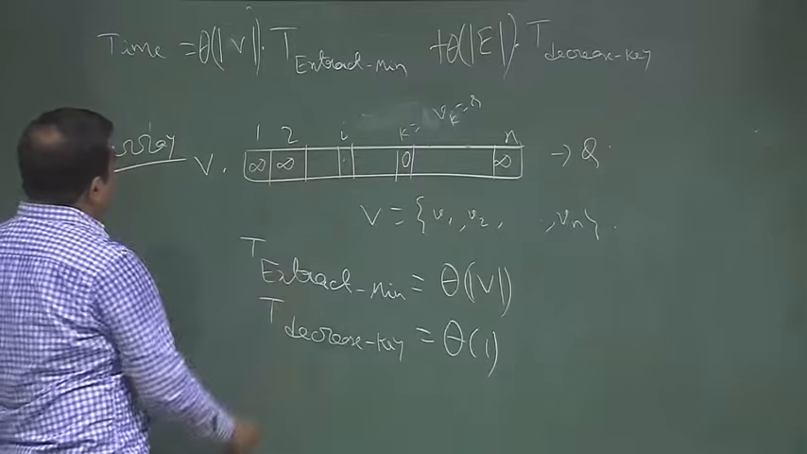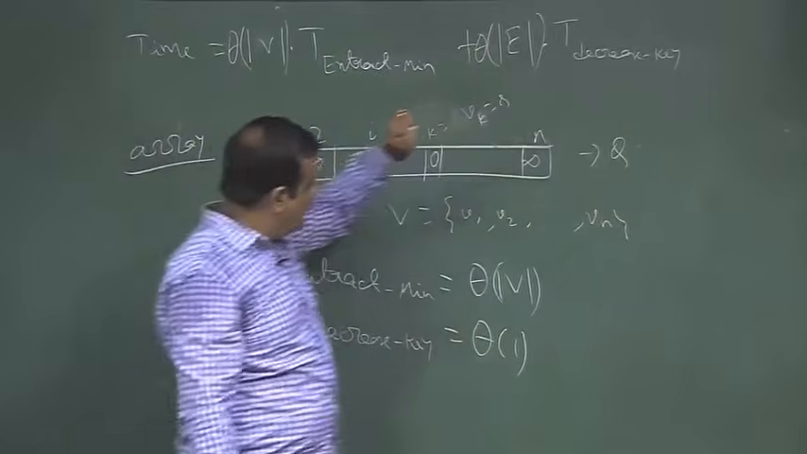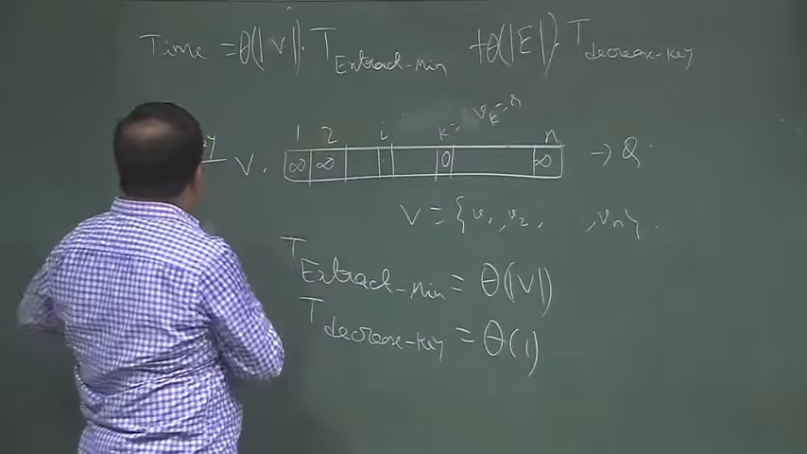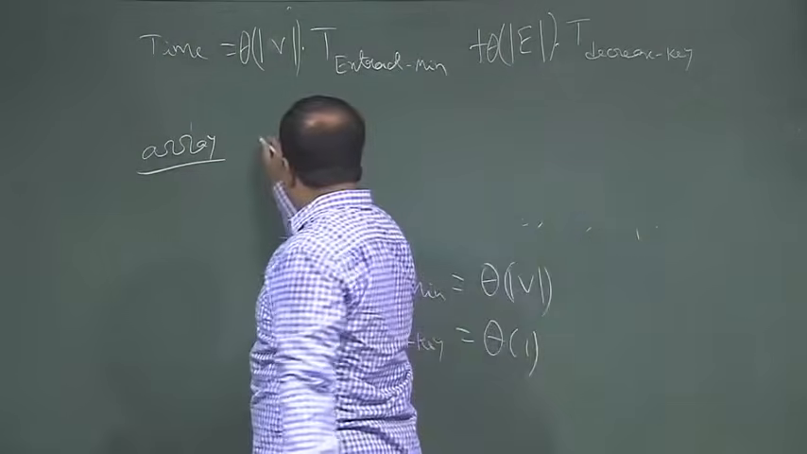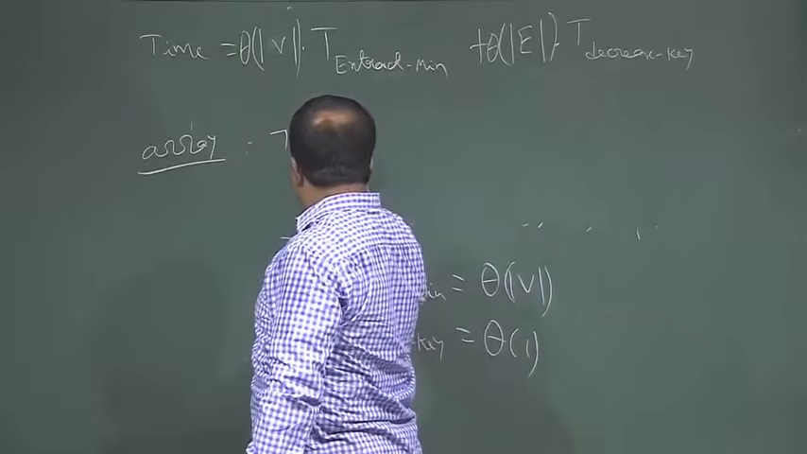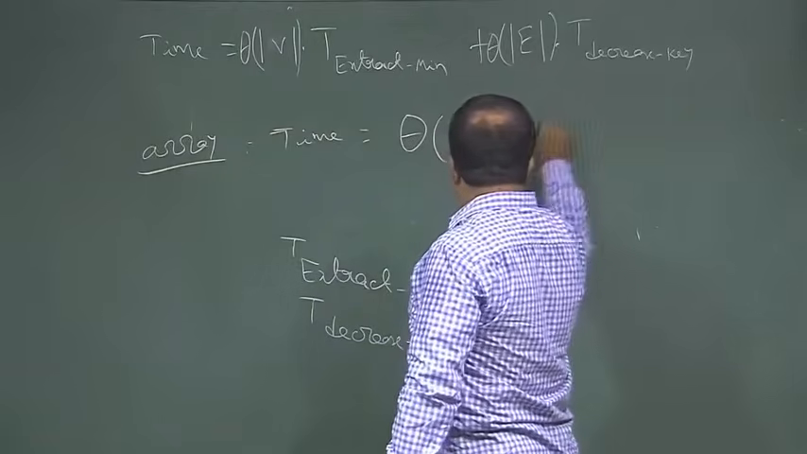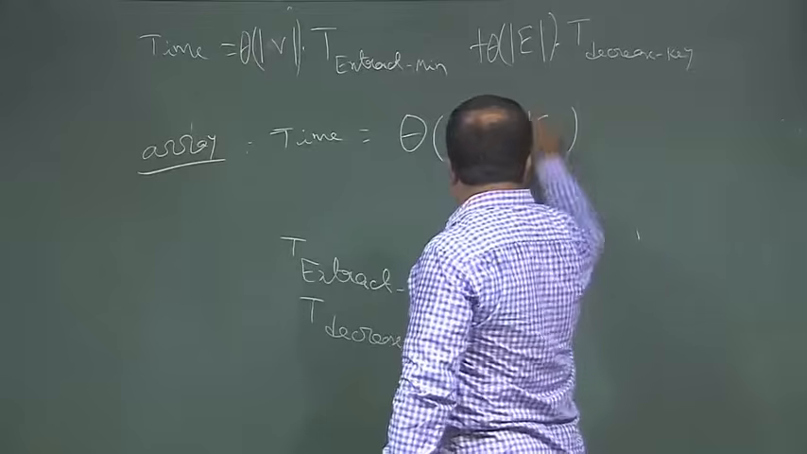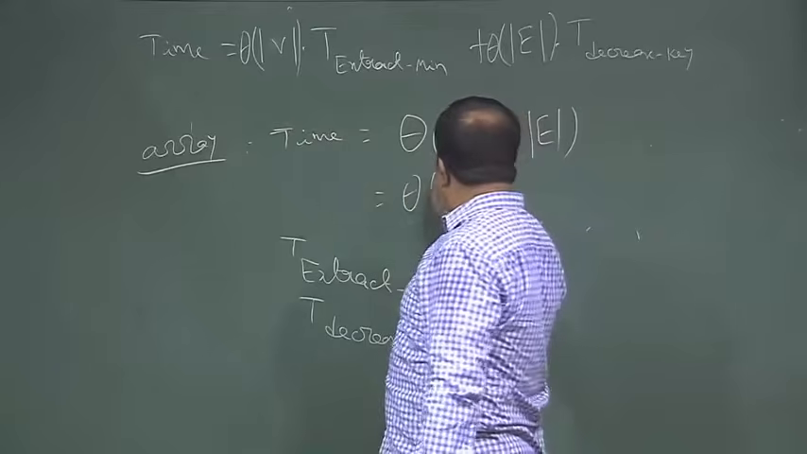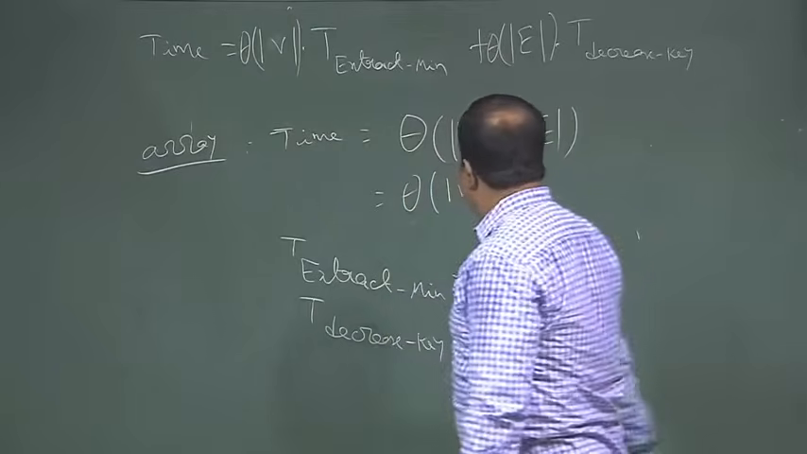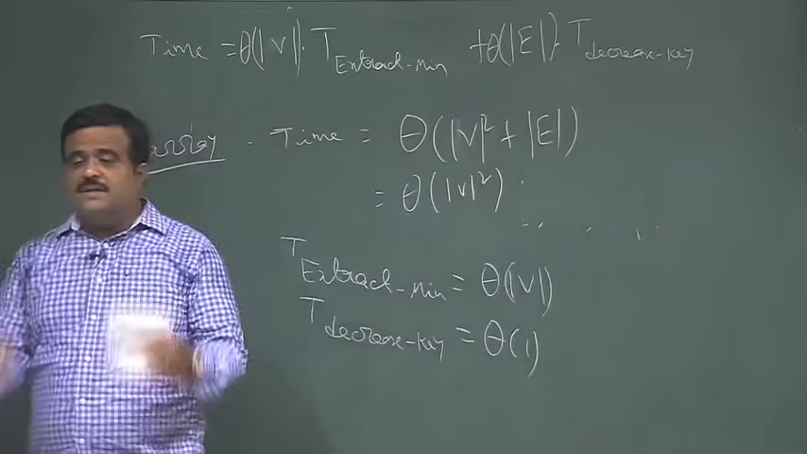So, in that case what is the time complexity? This is order of V and this is order of 1. So, for the array implementation, the time is order of V square plus E, where E is the cardinality basically. Now, we know order of E is bounded by order of V square. So, this is basically order of V square, order of n square if there are n vertices in this graph.